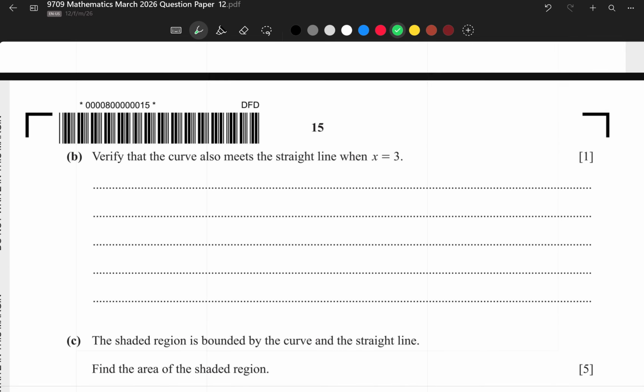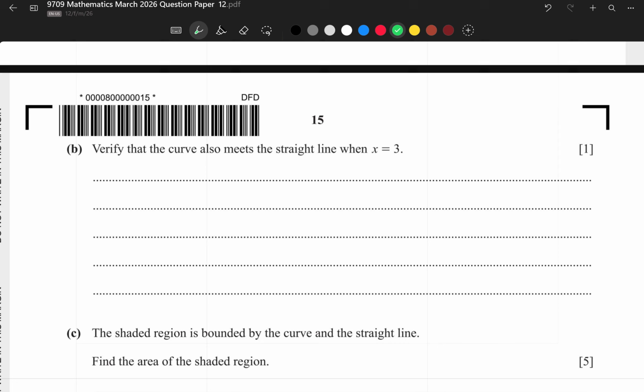Moving on to the b part: verify that the curve also meets the straight line when x = 3. For this, what we have to do is equate -x³ + 9x² - 15x - 3 = 8x - 18. So we equate both the equations and we'll put x = 3. The left side will be equal to 6 and the right side will also be equal to 6. So 6 is equal to 6. So it is verified that the line meets the curve when x = 3.